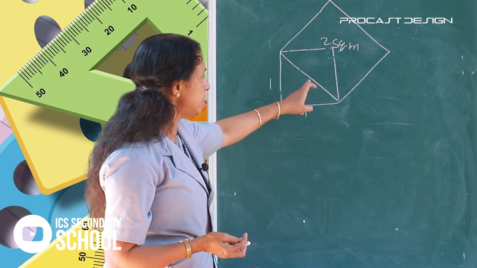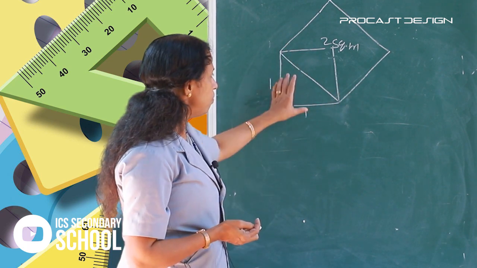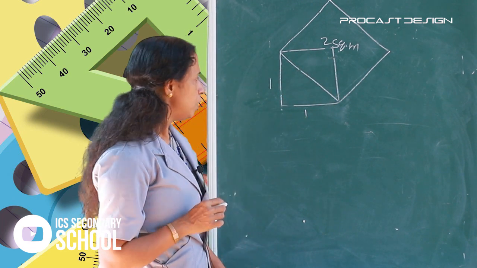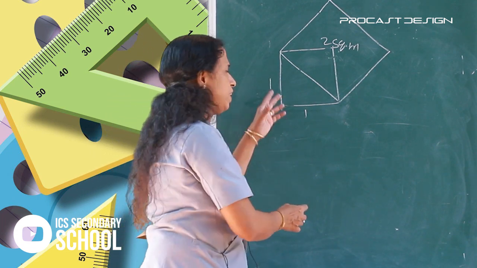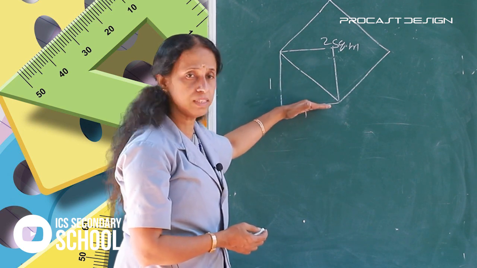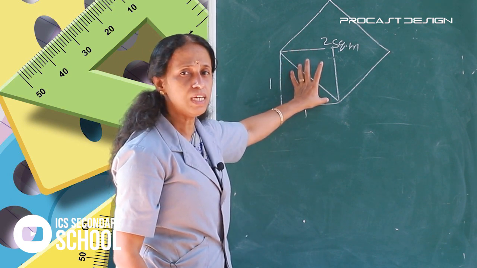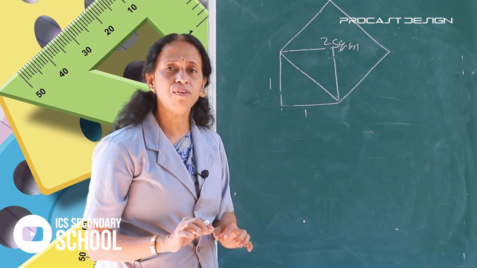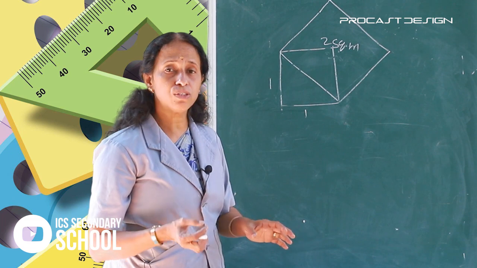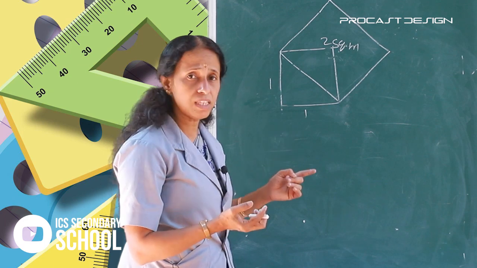Look here, what is the length of one side of the large square? How can you find it? If we take this side 1 meter and this side 1 meter, we know that one side of the large square is greater than 1 meter and less than 2 meters.